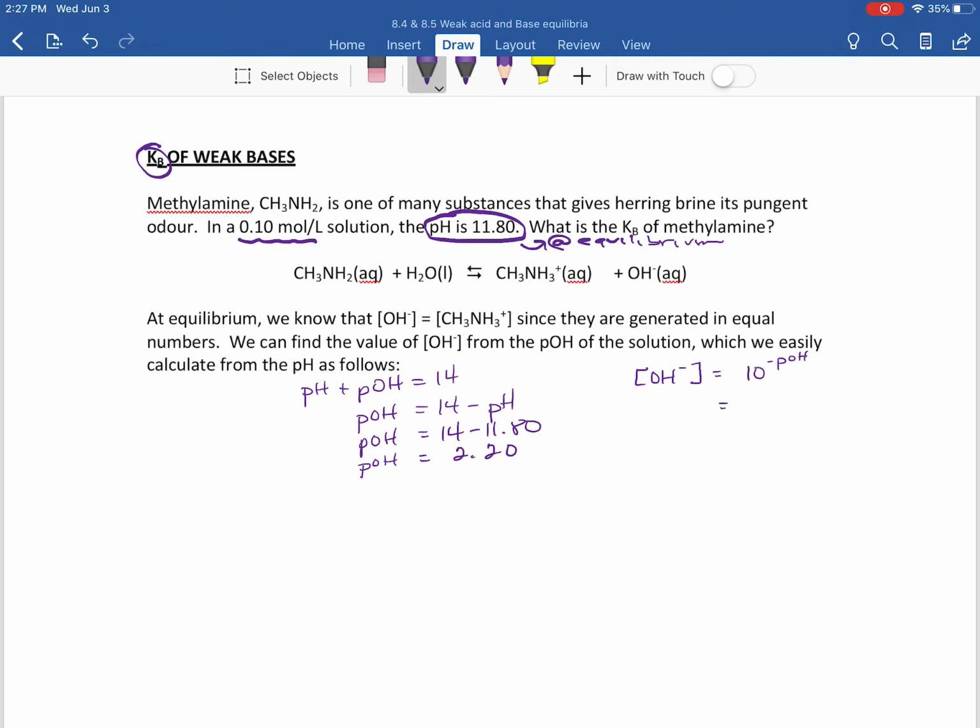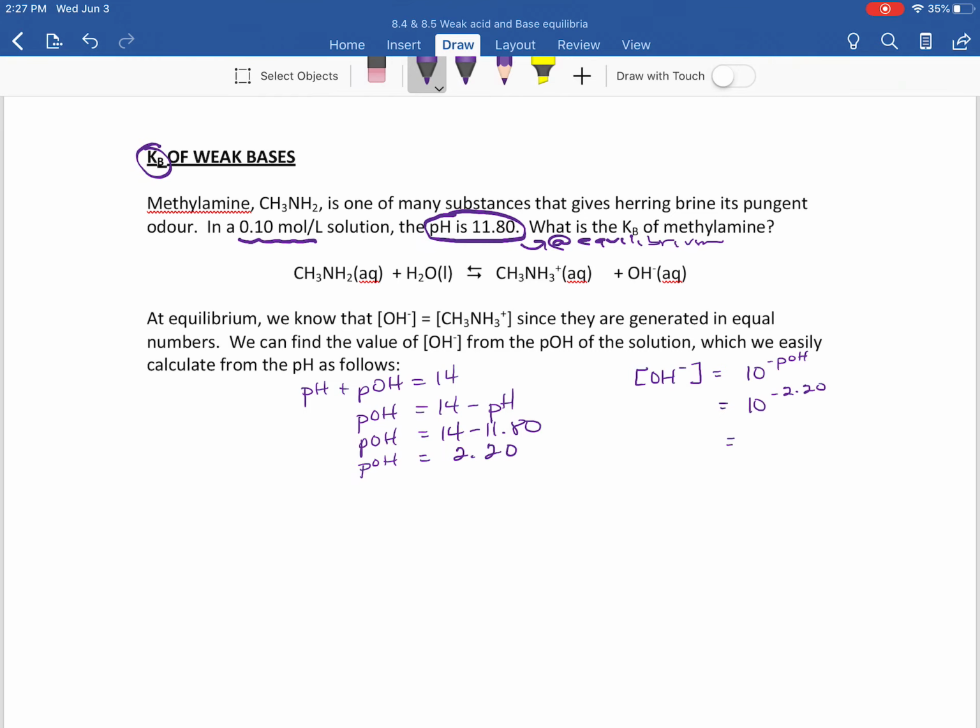Okay, so when we plug this in, 10 to the power negative 2.20, make sure you don't just use my answer. Go to your calculator and make sure you can figure out how to do this with the exponent of a decimal. If you don't know how, take a picture of your calculator and I will show you how. I use an EE button.